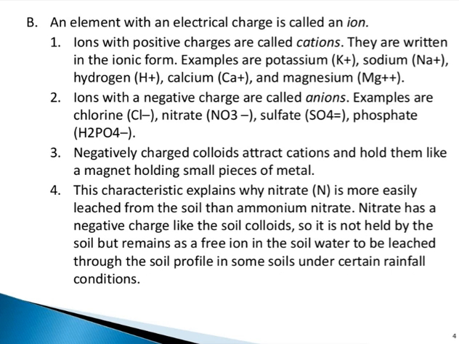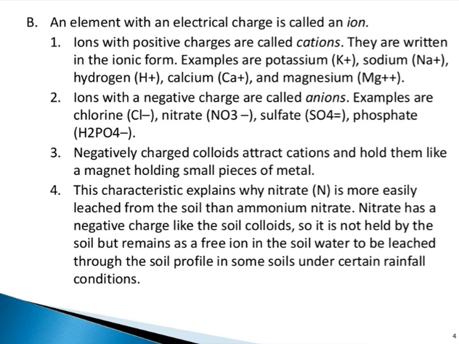Then what do I mean by ion? An ion is an element with an electrical charge. Any element with electrical charge is called an ion. If it is positively charged, it is called a cation. If it is negatively charged, it is called an anion. So ions with positive charge are called cations. Examples of cations are potassium, K+, sodium, Na+, hydrogen, H+, calcium, Ca++, and magnesium, Mg++.